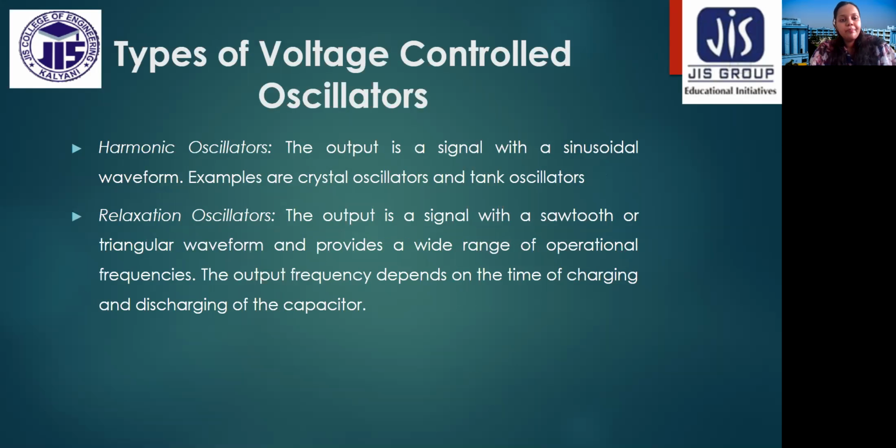Types of VCO. There are two types. Harmonic oscillators, for example crystal oscillators and tank oscillators, produce an output signal with a sinusoidal waveform. Whereas the relaxation oscillator produces a sawtooth or triangular waveform and provides a wide range of operational frequency.